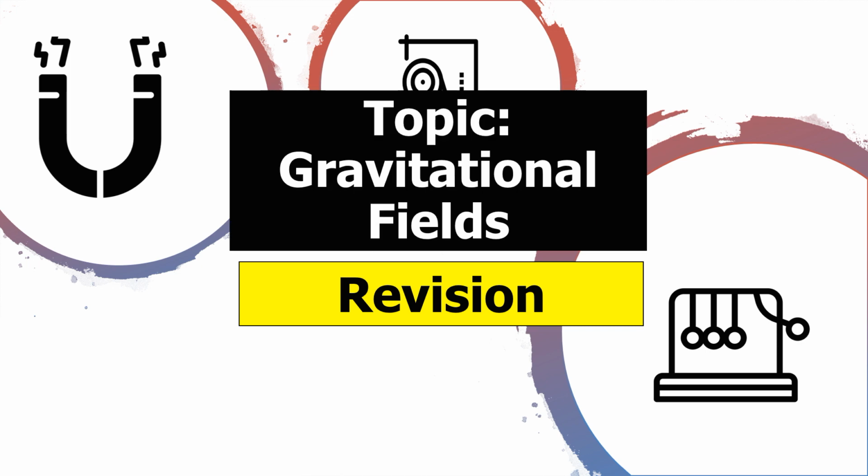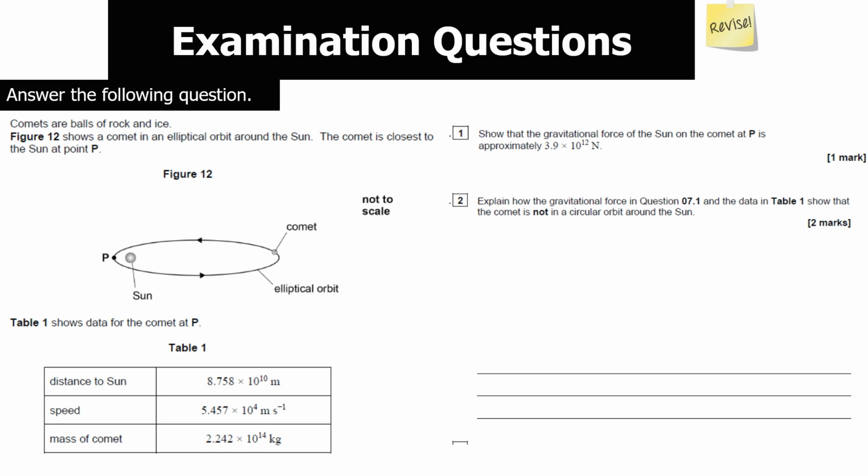So the first topic we're going to look at is gravitational fields. So the first question says comets are balls of rock and ice. Figure 12 shows a comet in an elliptical orbit around the Sun. The comet is closest to the Sun at point P. Table 1 shows the data for the comet at P. Show that the gravitational force of the Sun on the comet at P is approximately 3.9 times 10 to the 12 newtons. Then secondly, explain how the gravitational force and the data in Table 1 show that the comet is not in a circular orbit around the Sun. So pause the video now, then unpause the video when you want to go through your answer.